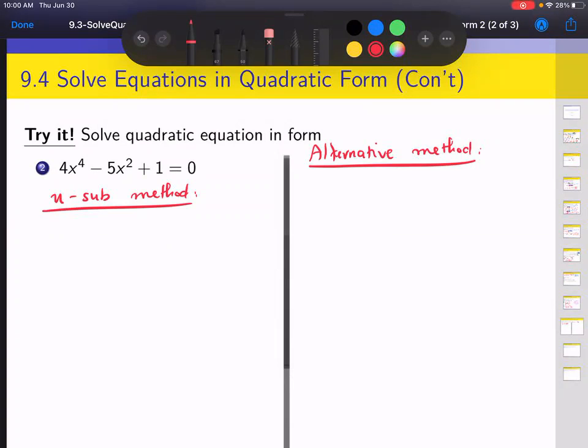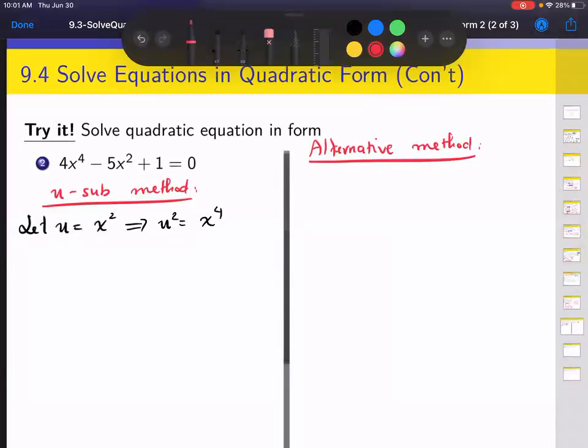Okay, so what do you let u equal? Yeah, just the x squared. Don't let u equal negative 5x squared. I just want u to equal the x squared. So that implies u squared equals x to the 4. Square both sides. And now you rewrite it in terms of u. So 4u squared minus 5u plus 1 equals 0.